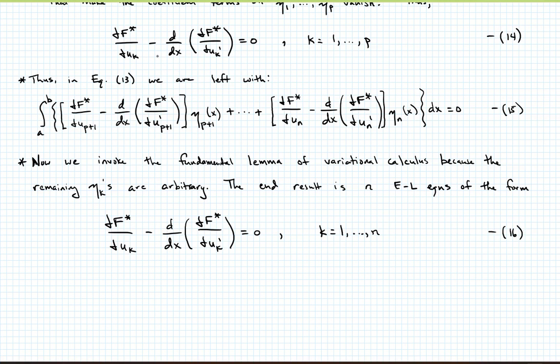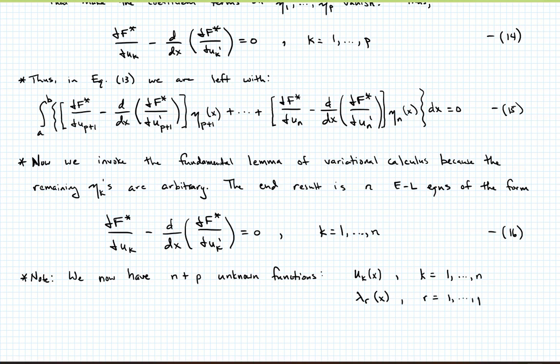So for the first p equations, those come from how we've chosen to define our Lagrange multiplier functions. And for the p plus 1 to n terms, those same equations come from invoking the fundamental lemma of variational calculus. So what we have now is n plus p unknown functions. Those are all of our uk of x, going from k equals 1 up to n, so there's n unknown functions. We also have all of our lambda r functions that we don't know, going from r equals 1 up to p.